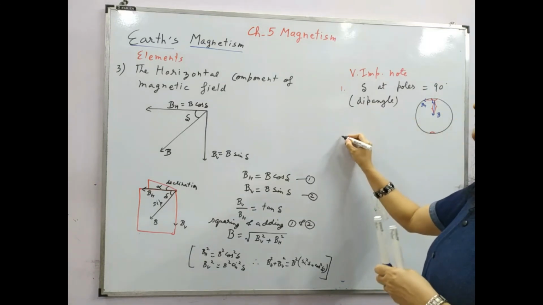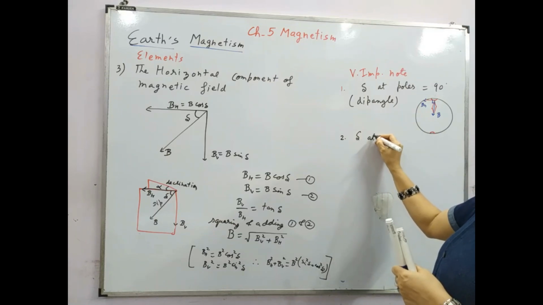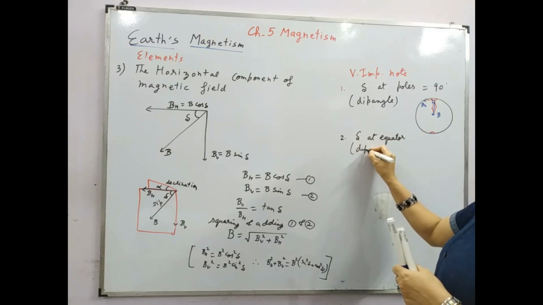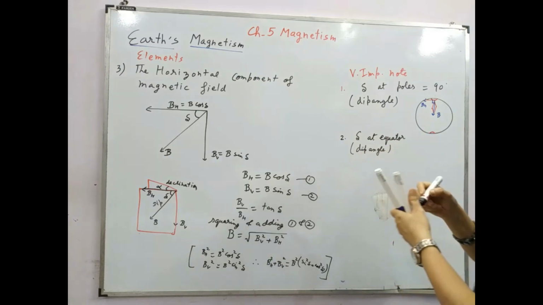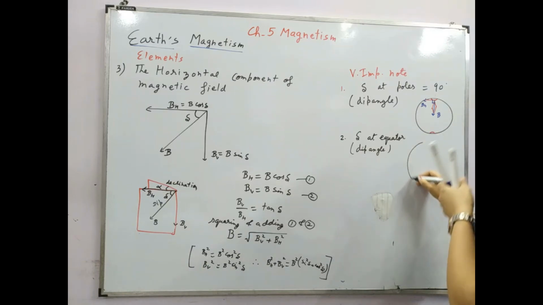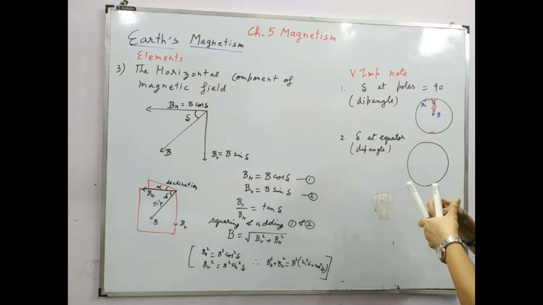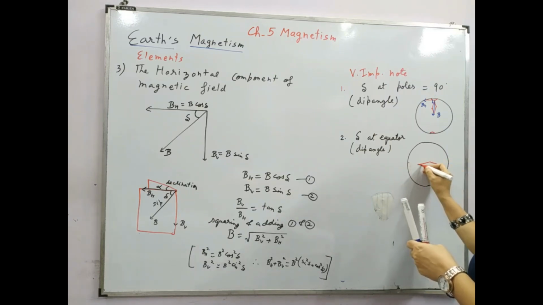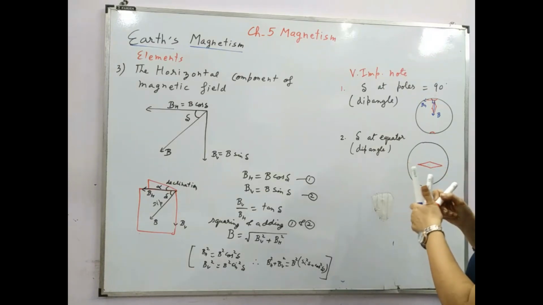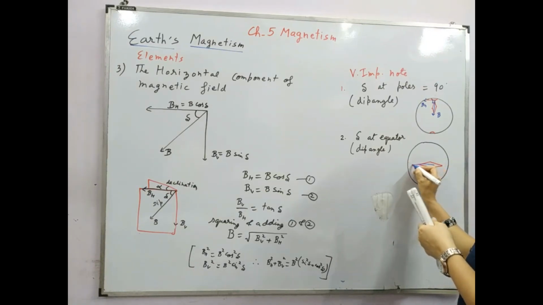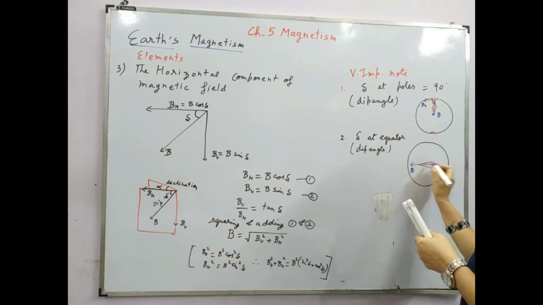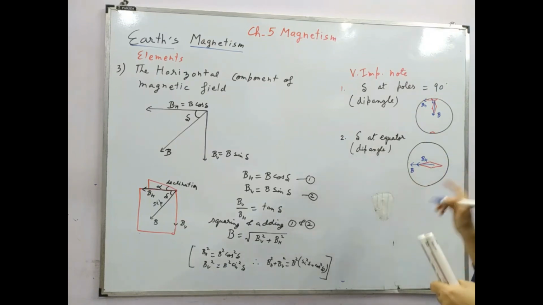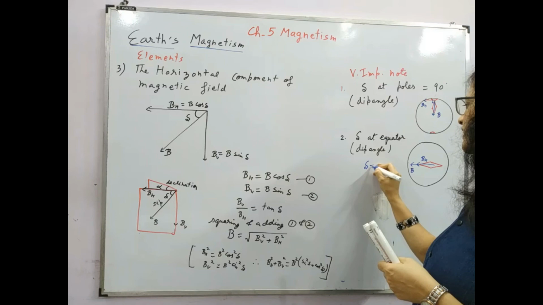So if I want to write this at equator, so delta at equator, this is dip angle again I am mentioning. So at equator what is happening? At equator the magnetic needle will be like this. So that means this is the direction of B also, and the surface also has the same direction. So you can say the horizontal component is in the same direction. So you can say that delta is 0.